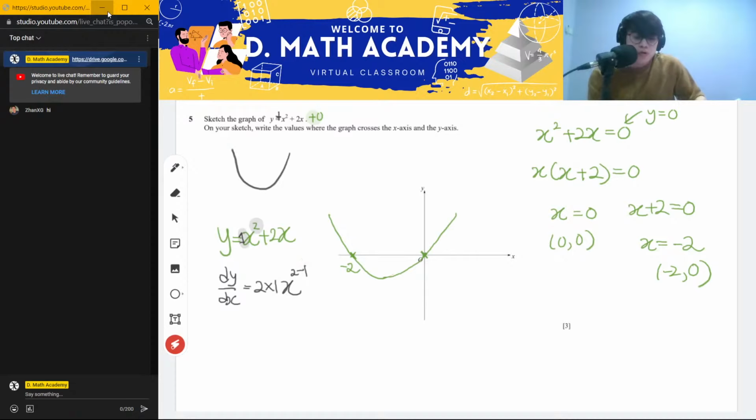Can I not use quadratic for finding the x value? Yes, you can do that. You can key it in your calculator to find that as well. I'm just showing the factorized way.